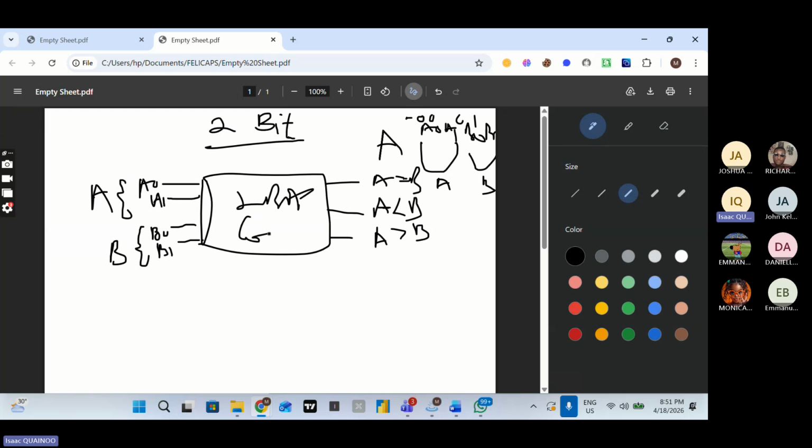Another way we could also draw this, which is also correct, is to take it as this. So we could have our first input, which is our A. So we could label this as A0, A1, because this is just one input. And then we label this as B0, B1.